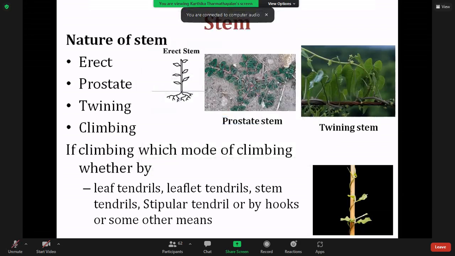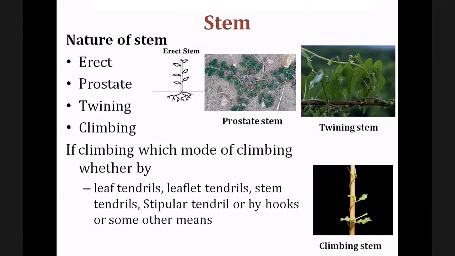The branches grow along the ground, and from the node part they take root. The roots are formed in the node region.